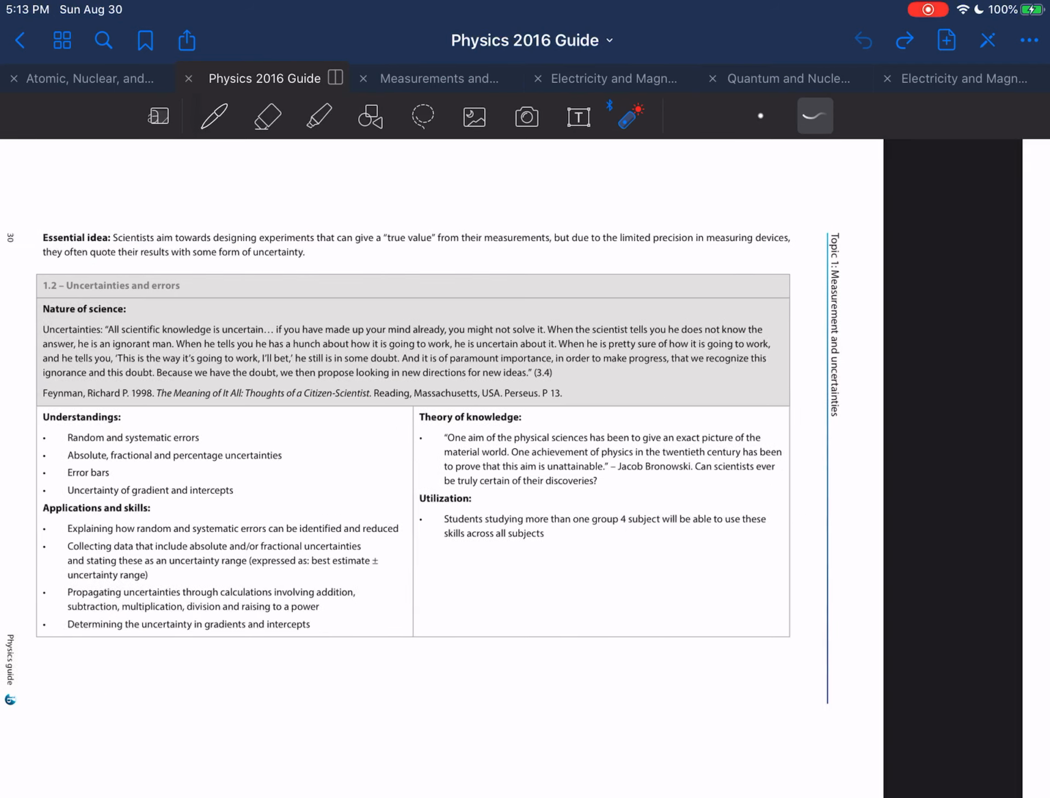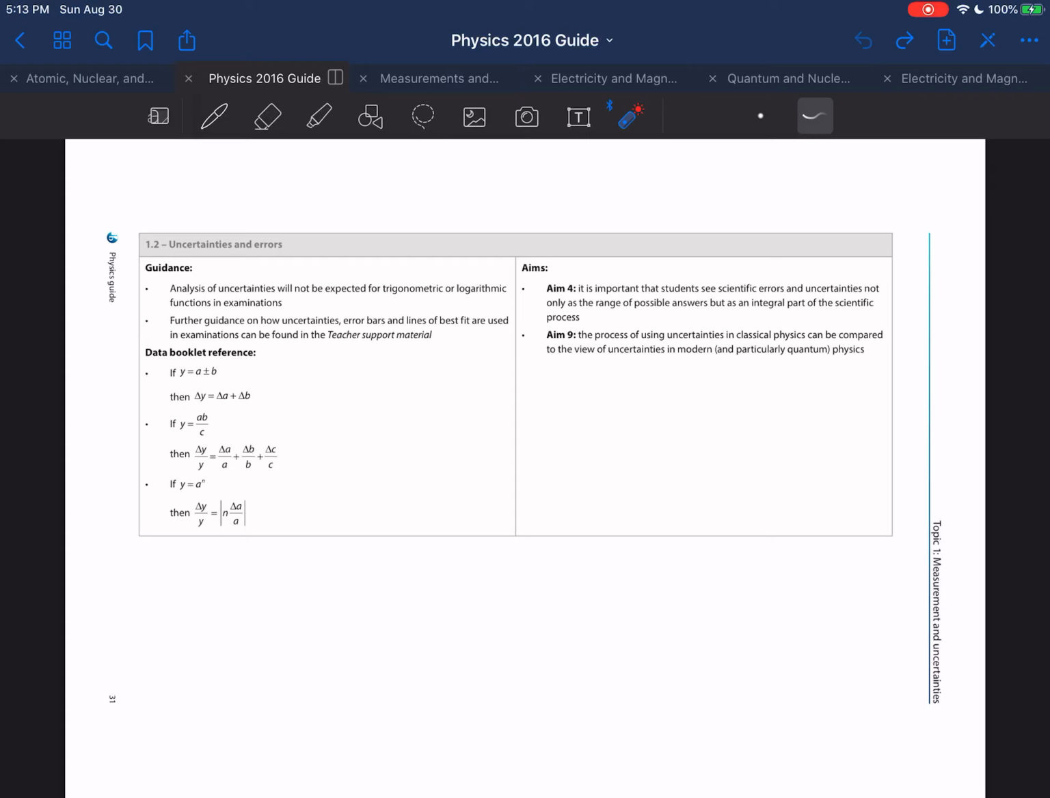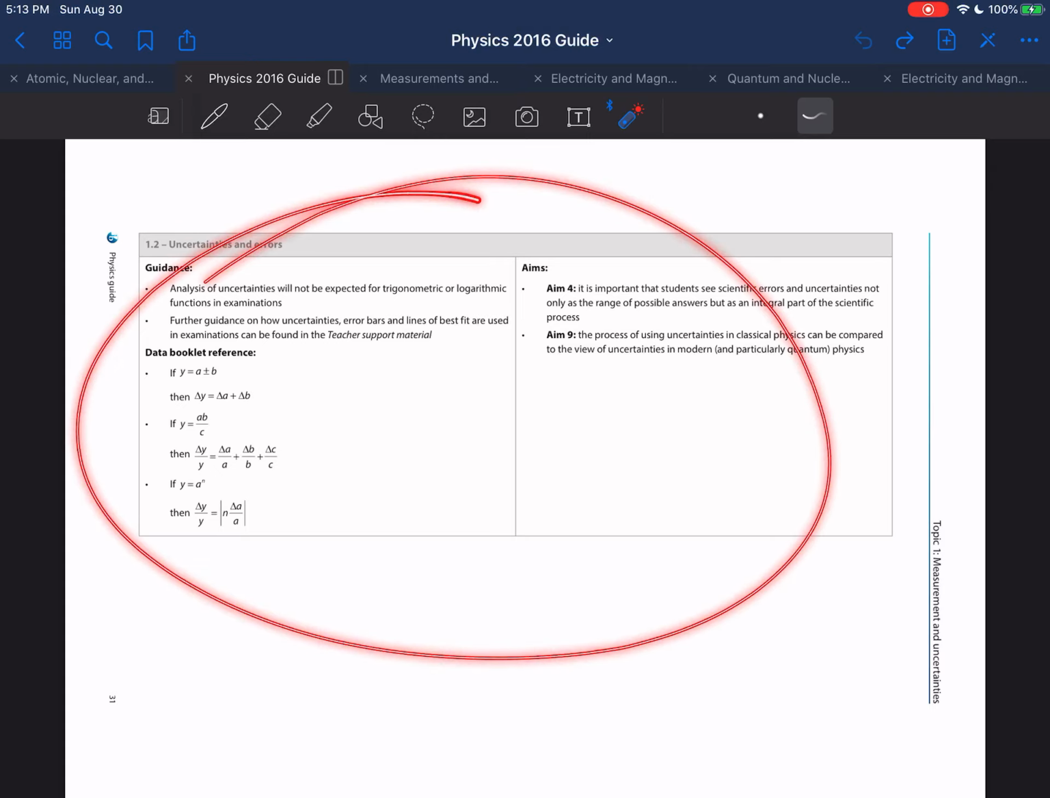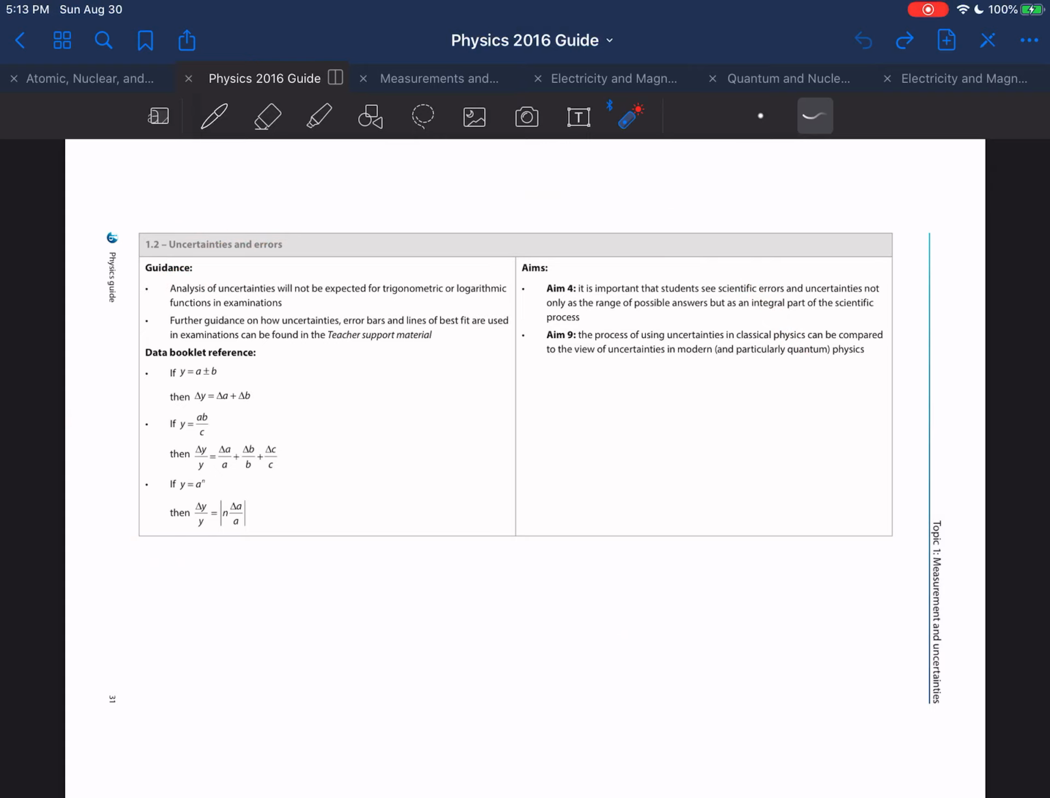I just want to remind you that this is in the Physics 2016 guide, and it always includes some guidance and some data booklet references. These equations are the ones that appear in the data booklet, and they refer to the propagation of uncertainty that is expected.